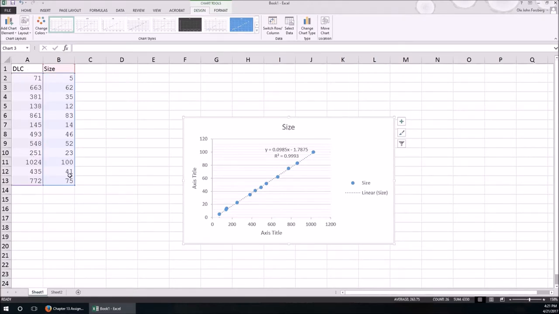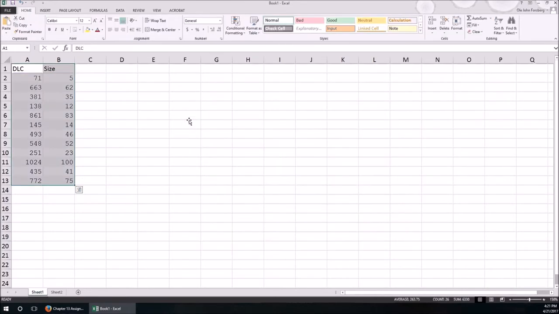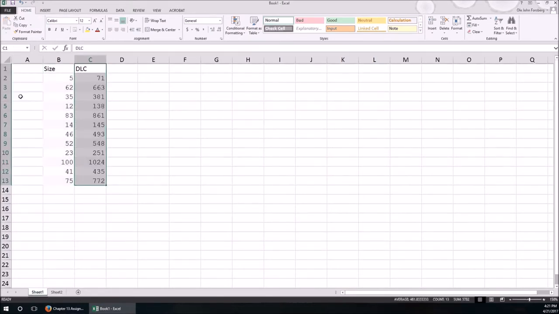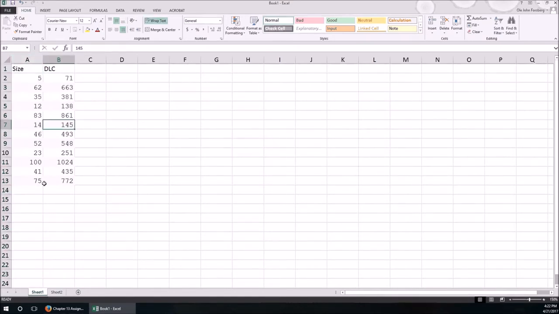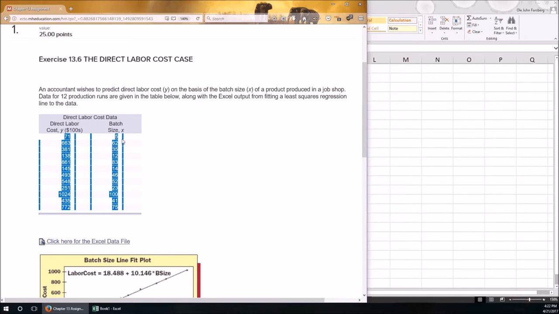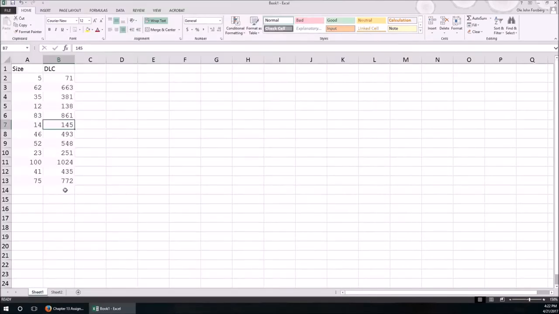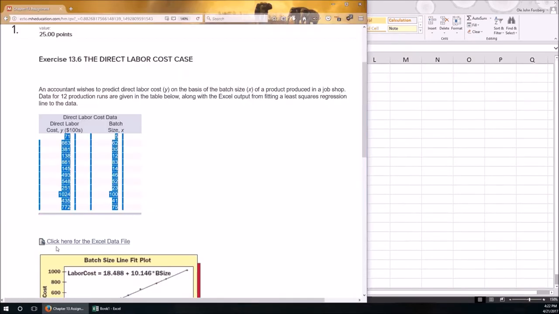Now, there's probably some way in Excel to tell Excel, hey, make this column the X and this the Y, or this the Y and that the X. I don't know how to do that. So I'm going to start over. I'm going to copy and just move this over. Get rid of that first column. So now what comes first is the size, which is the X, and second is the DLC, which is the Y. And I always find it easier X, Y.